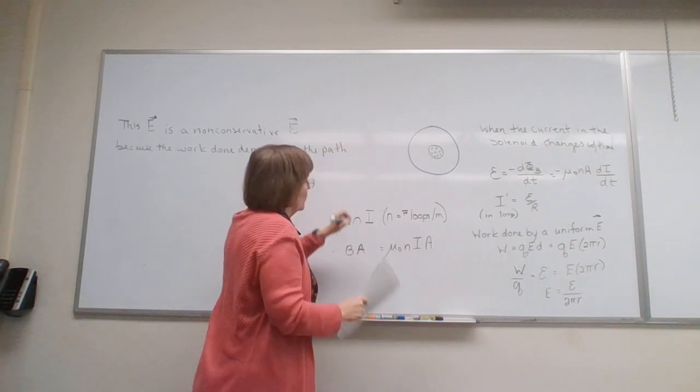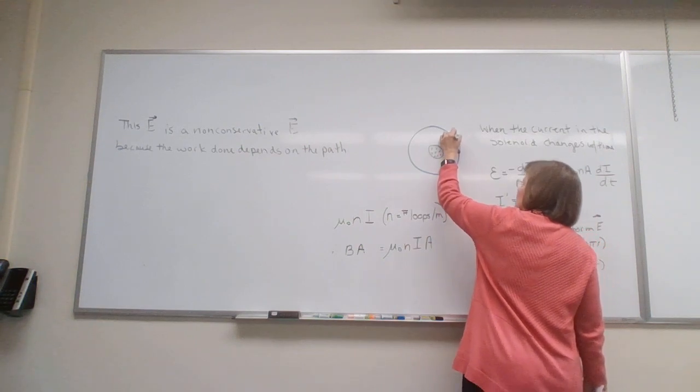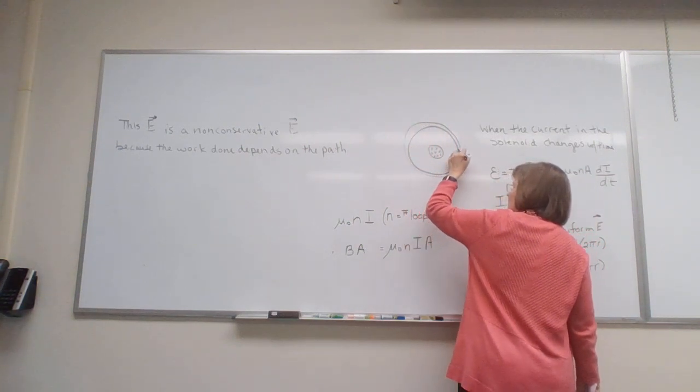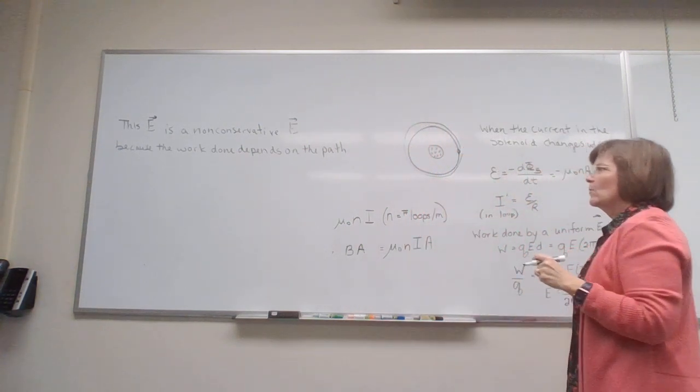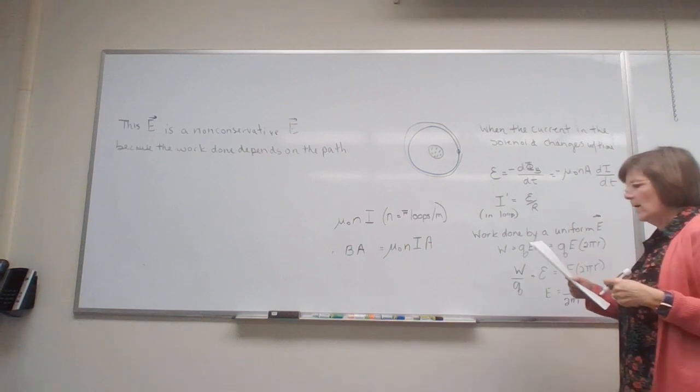In other words, when a charge here makes that whole circle and gets back to where it started, work was done on that charge. Normally, if you have a conservative electric field, you don't have any work done if you end up where you started. You'd have positive work and negative work, and they would cancel out. But that's not the case here. In this case, it requires work.